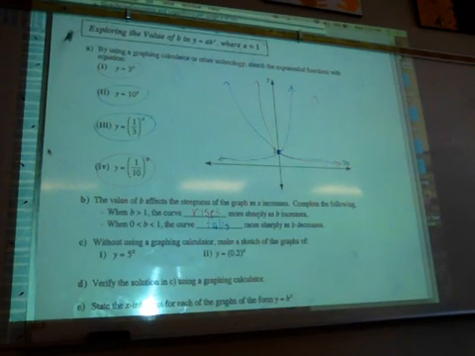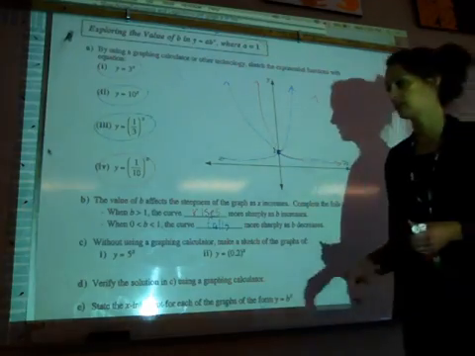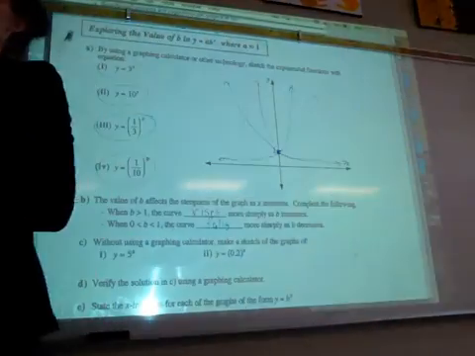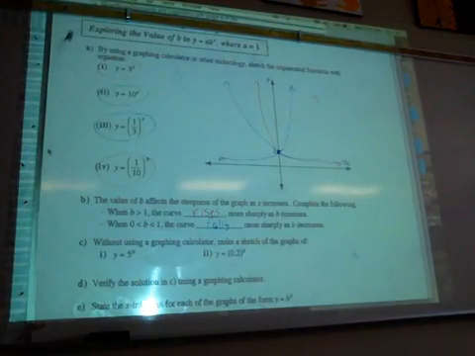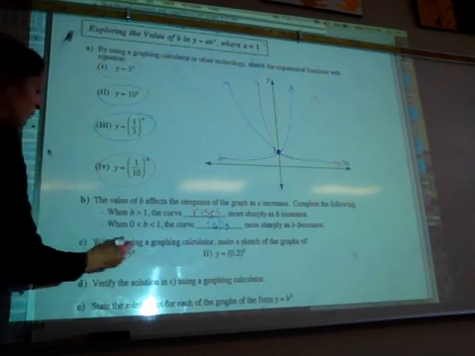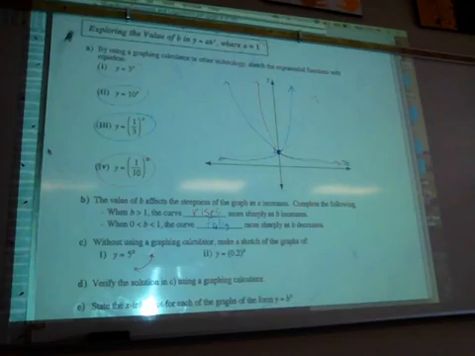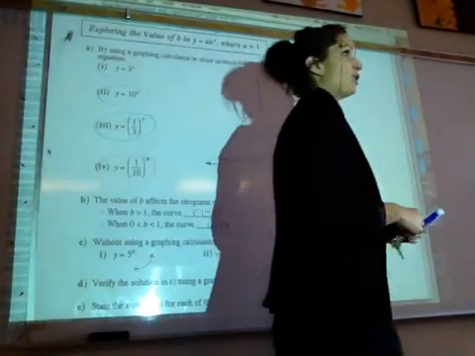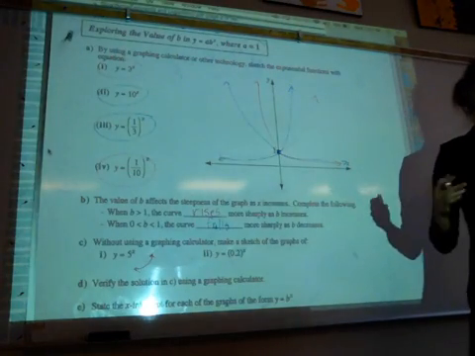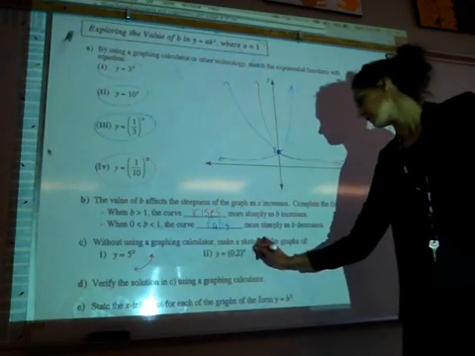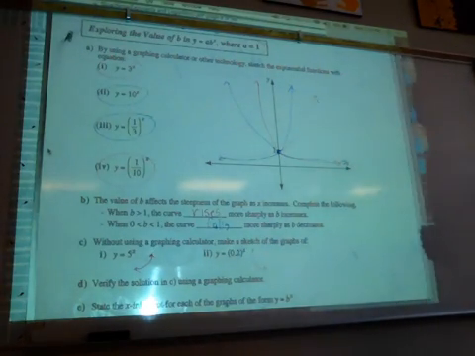So without using your calculator, we're just going to draw a little sketch. 5 to the power of x. Growth or decay? Growth. So our function will be increasing. And 0.2 to the power of x is between 0 and 1, so we have a decay.